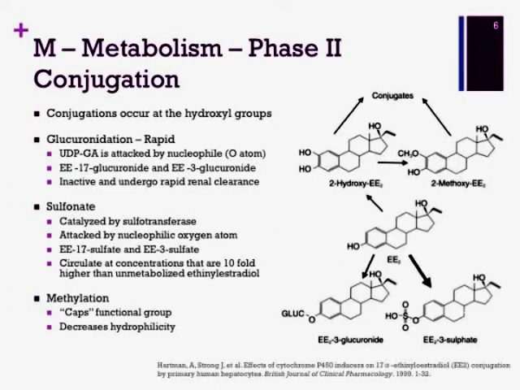Glucuronidation has the electrophilic leaving group of UDP that the nucleophilic oxygen of the hydroxyl group will attack. Sulfonate conjugation occurs through the sulfotransferase catalyst, and it too is attacked by the nucleophilic oxygen in order to kick out the leaving group. The sulfonate conjugates are not as easily excreted as the glucuronides. The sulfonates recirculate through enterohepatic recirculation at a concentration 10-fold higher than the unmetabolized ethinylestradiol and are reabsorbed.